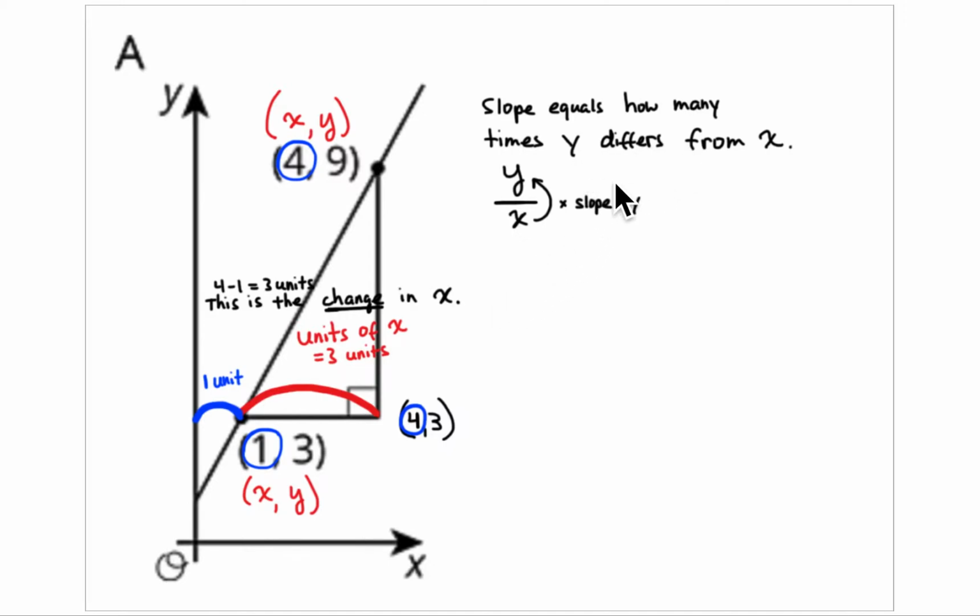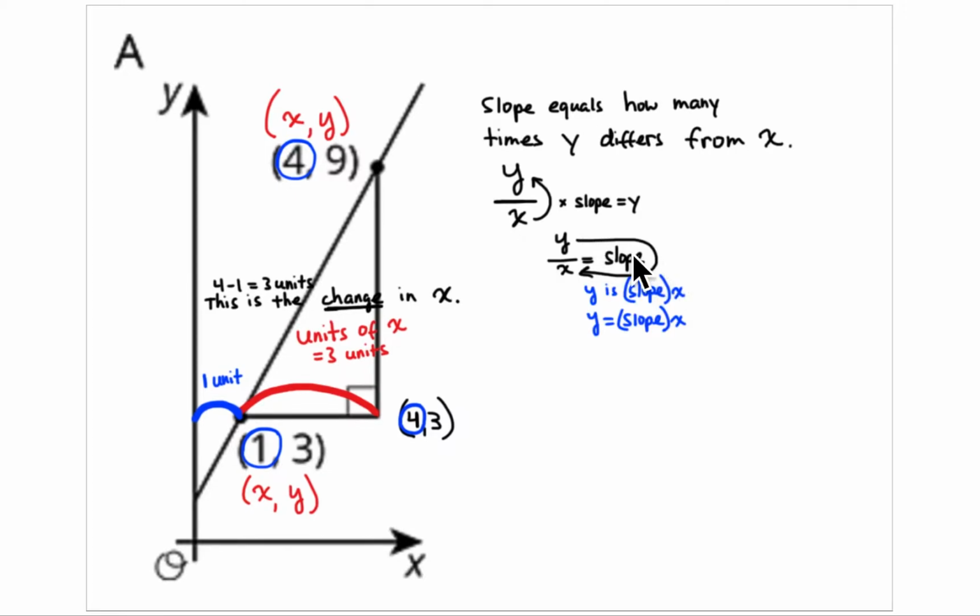And the slope equals how many times y differs from x. And this is what we've talked about a lot. So if I take the change in y and divide it by the change in x, or this length along the vertical axis, and divide it by the length along the horizontal, in the horizontal direction, that number is the slope. And that tells you how many times you need this value of x to equal the number of units in y. So whatever the slope is, you need it that many times.